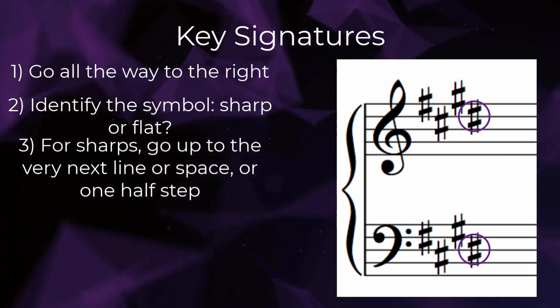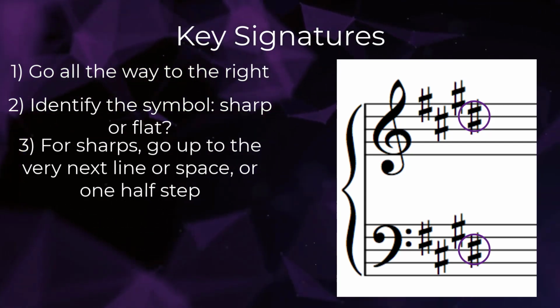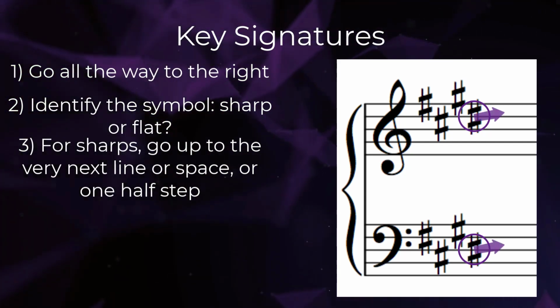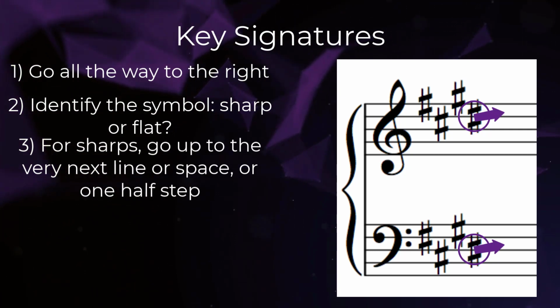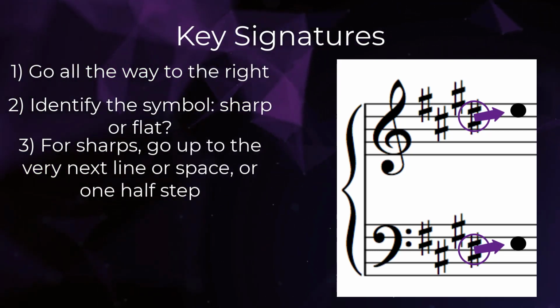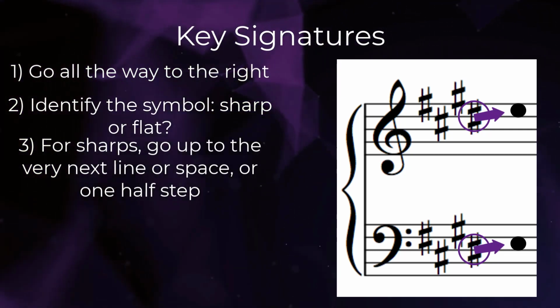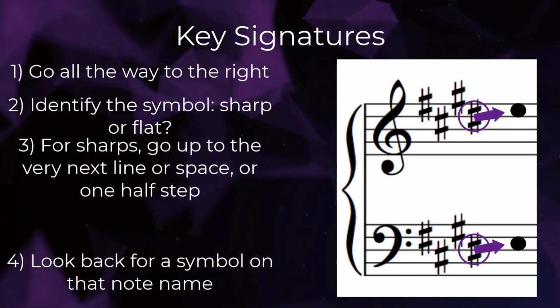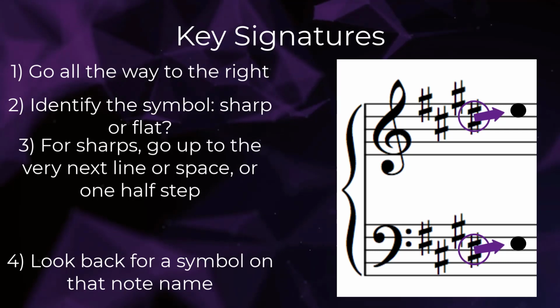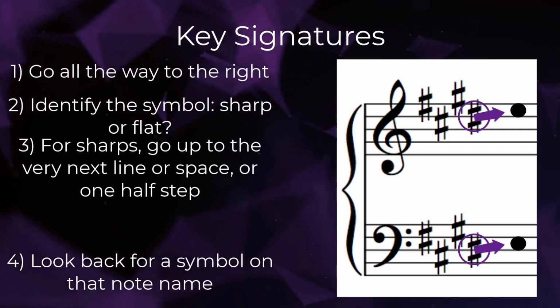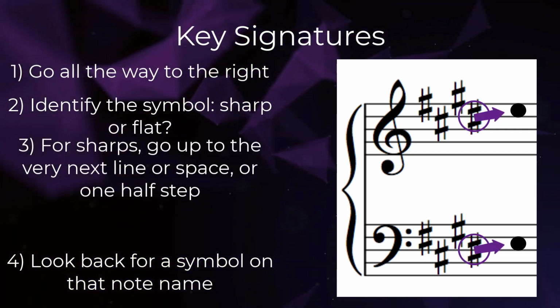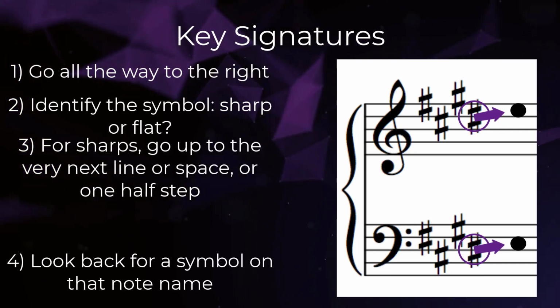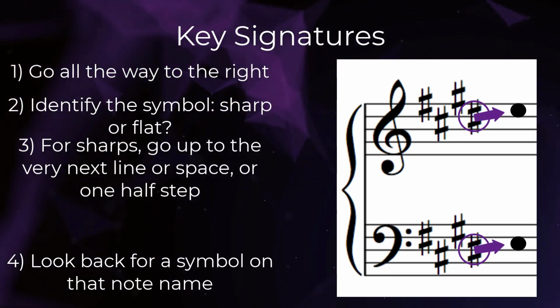Here, our last sharp is on D sharp, so we go to the next line, or in this case, a space, and write a note head on this space. The 4th and final step is we look back in the key signature to see if any accidentals fall on the note head's line or space. Be careful, as when there are several sharps or flats, it may be on a lower or higher note of the same name on the staff.